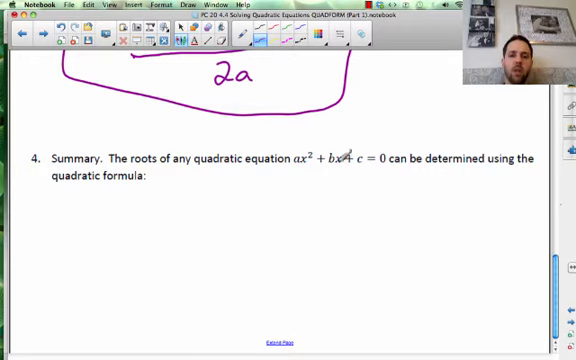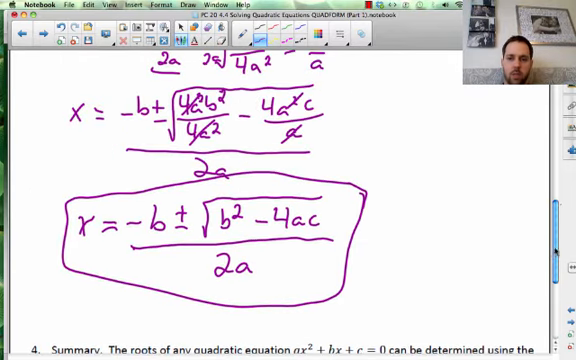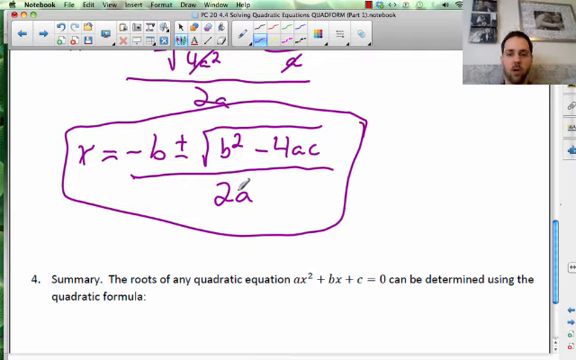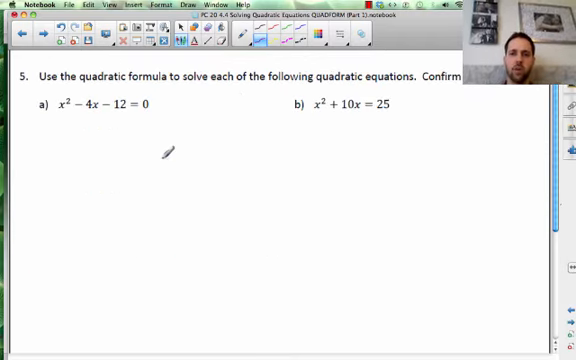Summary: the roots of any quadratic equation can be determined using the quadratic formula, which I'm not going to bother rewriting. I'm just going to show you it again here in the box. There's your quadratic formula. And if you remember the song that I sang for you last semester in Foundations 20, that's a bonus. Alright, so use the quadratic formula to solve each of the following quadratic equations. Confirm with the TI-82, that's just a Texas Instruments calculator. You can just use Desmos online, or just whatever you want to do.